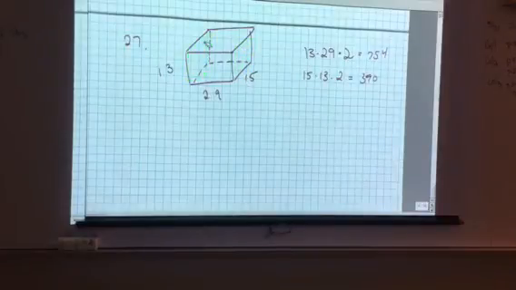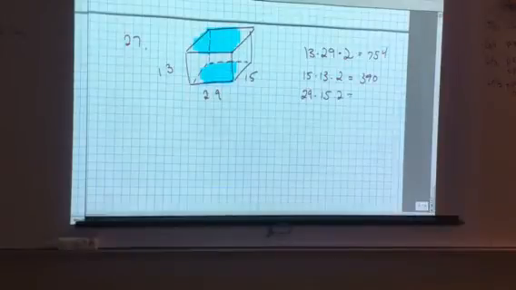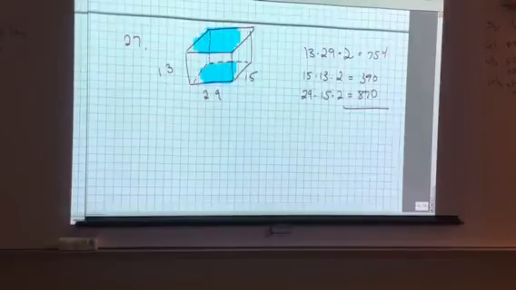And then the only rectangles we did not add up yet are this bottom base here and this top base, which are both 29 by 15 rectangles, and there's 2 of those. So we multiply 29 times 15 times 2, which equals 870. And then we're going to add up all 3 of those, and that's going to give me my surface area. And you get 2014.